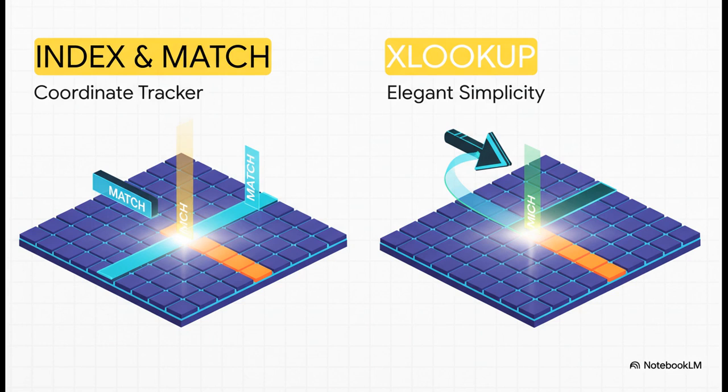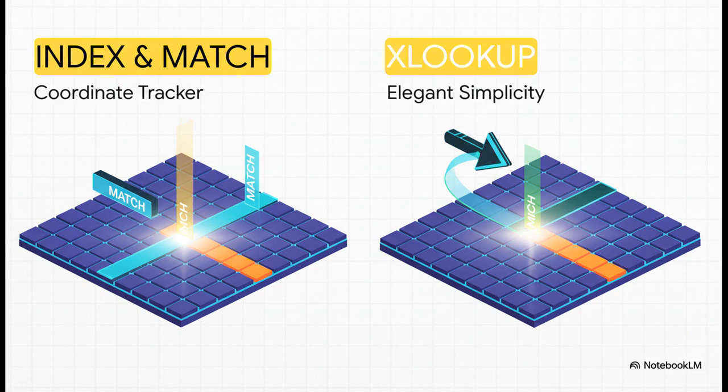You can think of this duo as a coordinate tracker. MATCH would find the row number of your clue, like finding the right floor in the library. Then INDEX would go to that specific row number in another column to retrieve the data, like grabbing a book from a specific shelf on that floor.